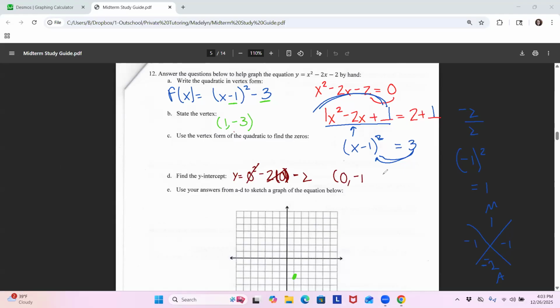Oh my gosh. I can't write a 2 to save my life. Oh, or a parenthesis. That's great. So go over 0, down 2. So that brown point there is our y-intercept.